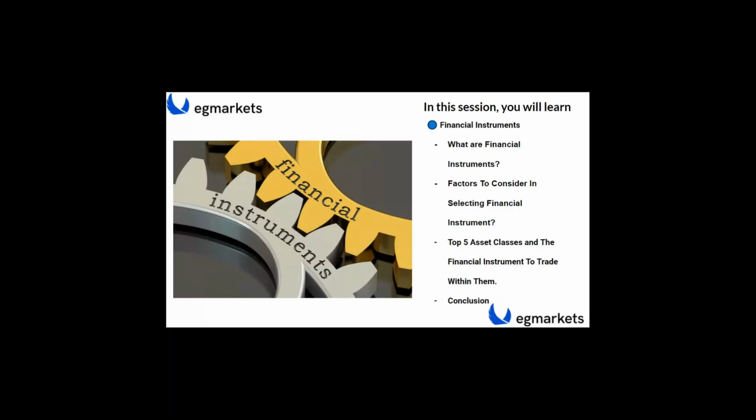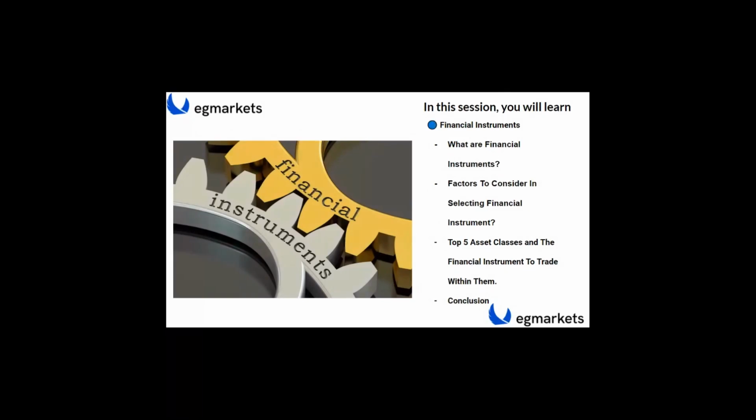Now, the top 5 asset classes are forex, stocks, indices, commodities, and cryptocurrencies. Okay, that's the top 5 asset classes. And under forex, the 3 best financial instruments to trade, to me, I'll be saying 4, not 3 anymore, are EUR USD, GBP USD, EUR GBP, and CAD JPY. To me, those are the best financial instruments.